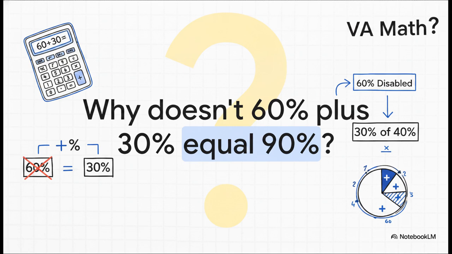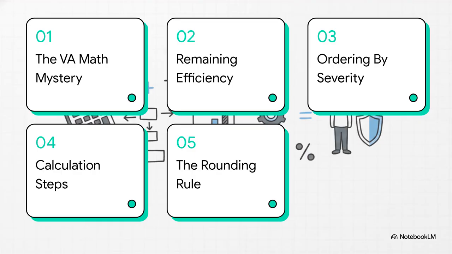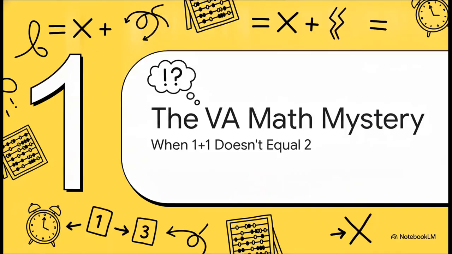By the end of this explainer, not only will you know exactly why that is, but you'll be able to calculate the real answer yourself. Here is our roadmap for today. We'll be covering: 1. The VA math mystery, 2. The remaining efficiency concept, 3. Ordering by severity first, 4. The combination calculation steps, and finally, 5. The final rounding rule. All right, let's jump straight into Section 1.